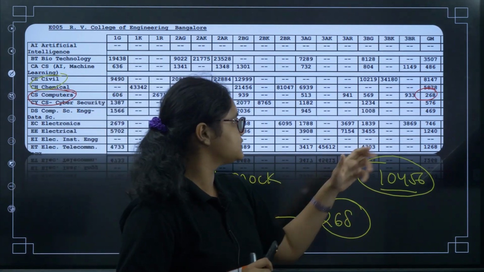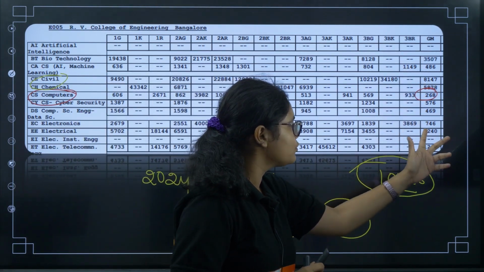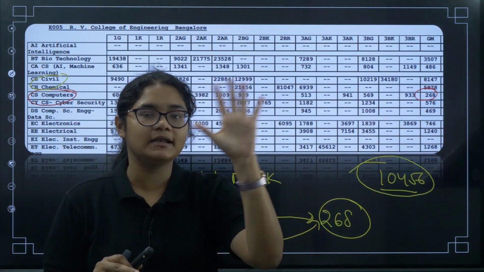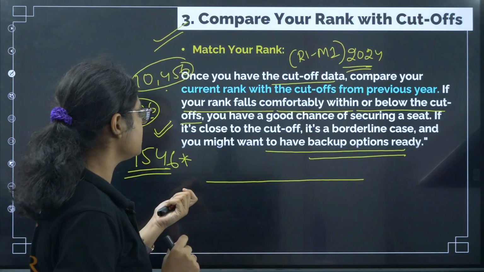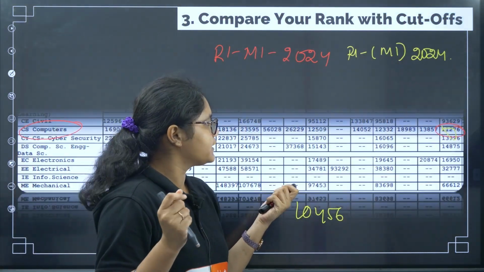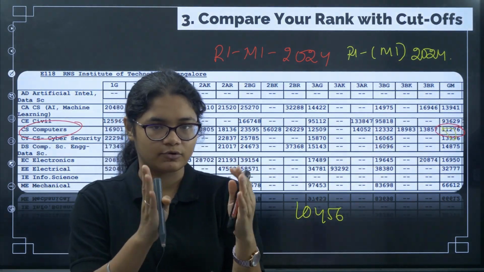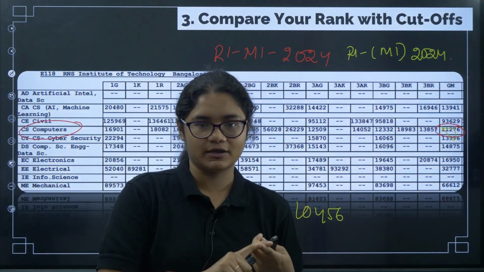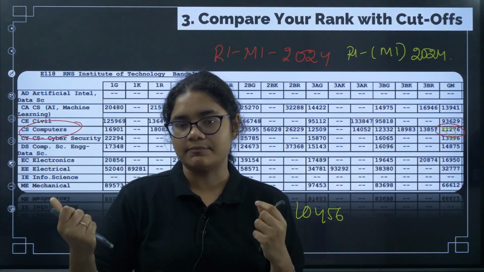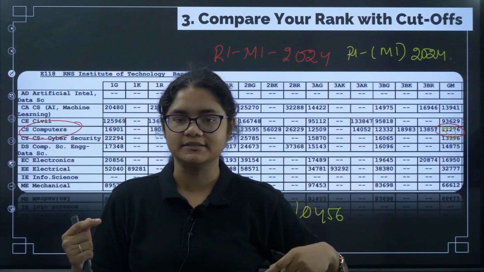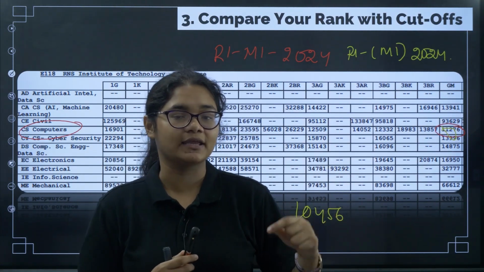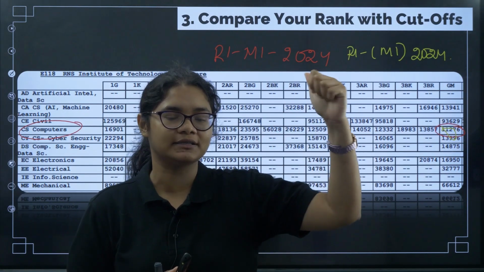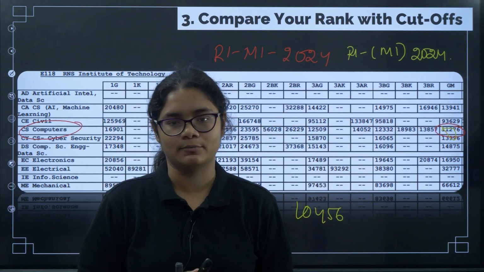The other branches, if you see 400, 3,000, 1,200, these colleges are completely out of your range. Okay, so like that you have to analyze. So what we conclude is that for my 10,456 rank in RV College, civil engineering is something which I might get. Other branches are out of my reach. So if I really want RV College, then I can put that civil engineering option as one of the options where I have some probability.